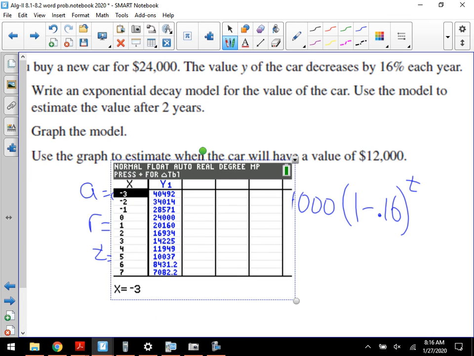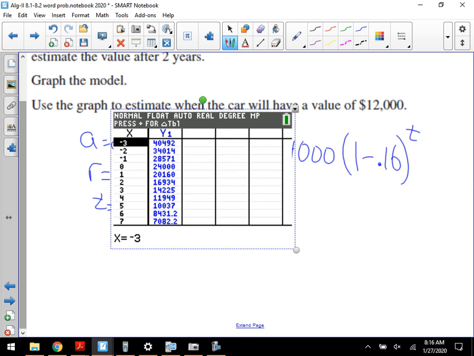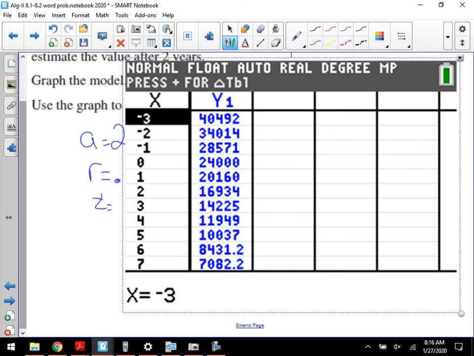Estimate when the car has a value of about 12 grand. So here's what I would say. We know that year 0 was here. 1, 2, 3, 4. I would say after 4 years, the car is worth about 12 grand. Does that make sense? So looking for the value of when it occurred.